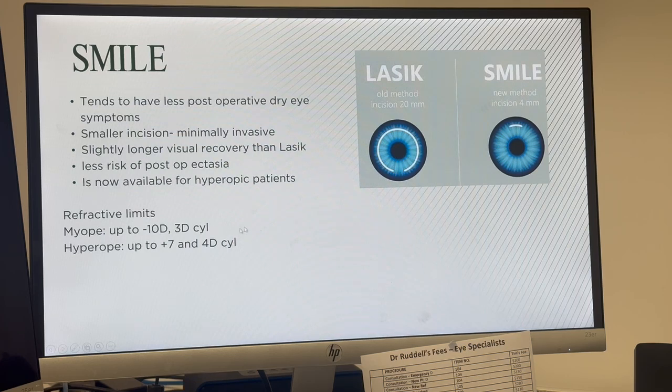Previously, SMILE was only really available to myopes. It is approved now for hyperopic patients, so it goes up to about a +7 in terms of the refractive limits and about 4 diopters of cylinder. Whereas for myopes, you've got a pretty big refractive limit. You can go up to -10 with a whole 3 diopters of cylinder.